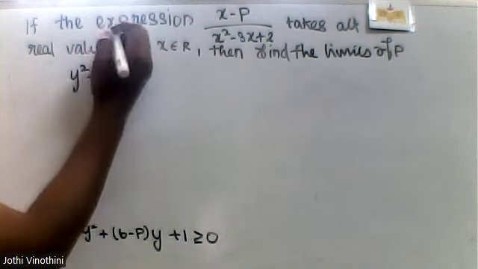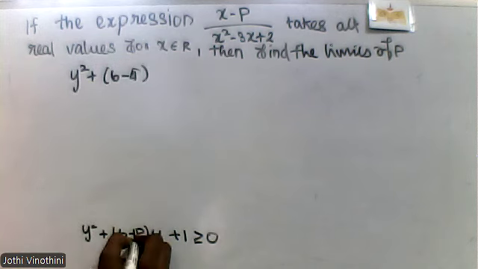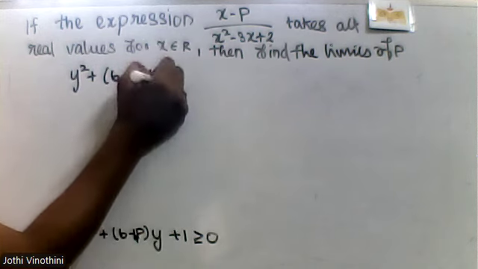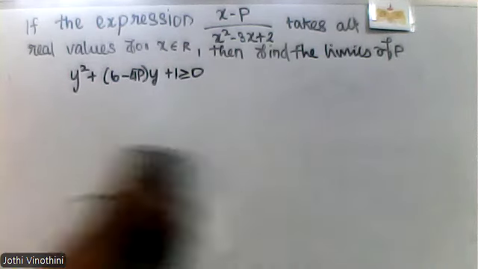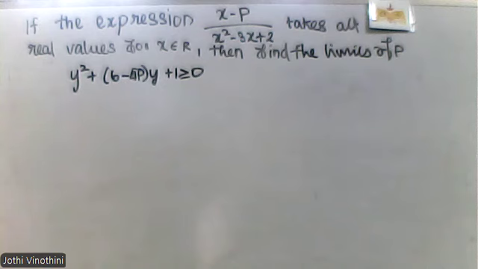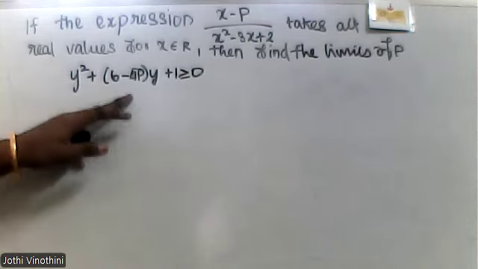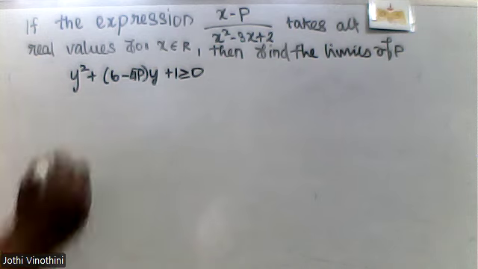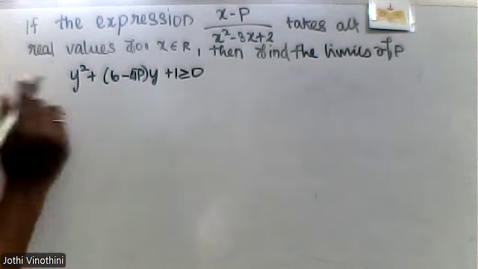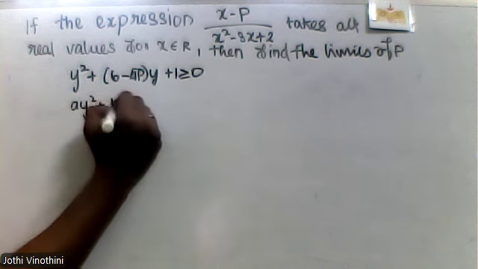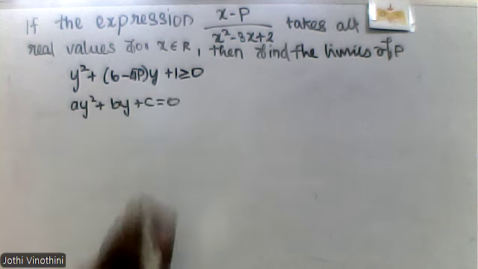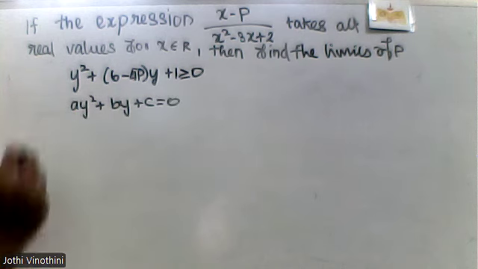Okay. So it is 6 minus 4p, right? We missed the 4. 6 minus 4p multiplied by y plus 1 must be greater than or equal to 0. We missed the 4 in the previous equation. So now I am going to compare it with ay square plus by plus c equals 0. We are going to compare both the things.